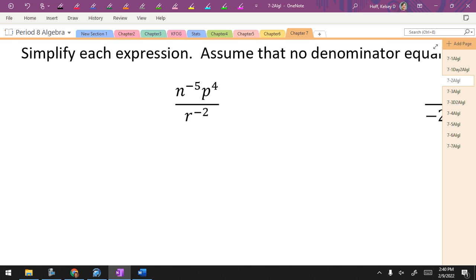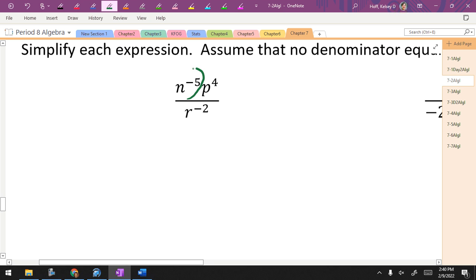There's only one of each letter, so there's nothing that we're actually going to divide here. Well, why would Miss Hoff give you this problem then? Negative exponents. Okay, so n to the -5th, that base and exponent needs to go down to the denominator. p to the 4th, there's nothing wrong with him. Leave him alone. But r to the -2nd needs to switch locations.